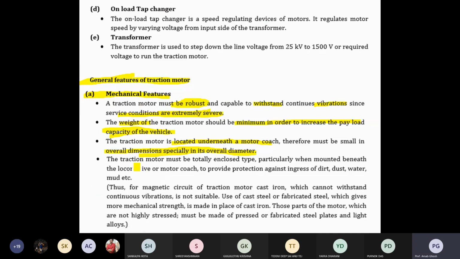Then we must think about the different materials, the material of the motor. What kinds of motor material? You know that we are using the magnetic path of the motor.